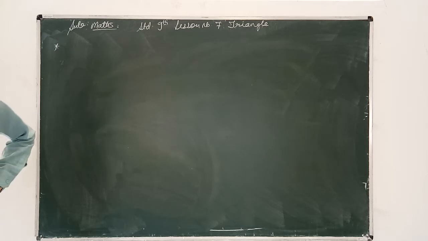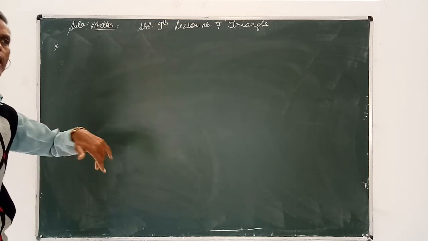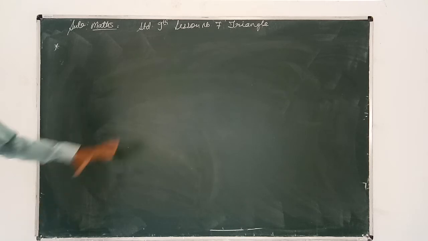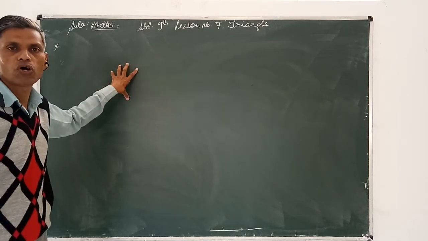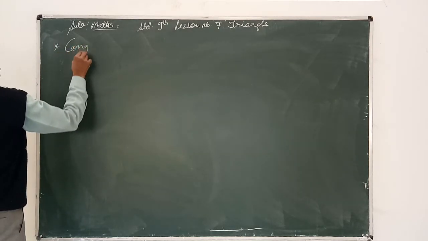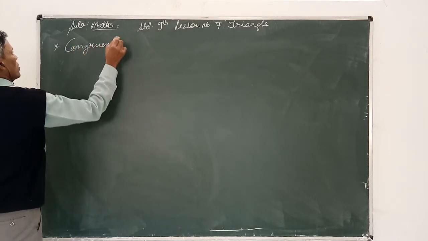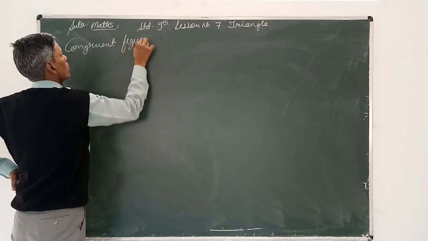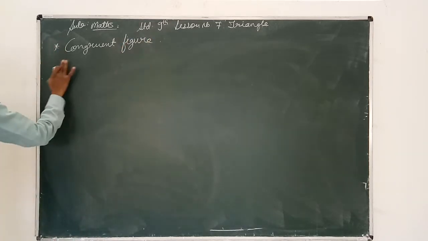Two circles having the same radius are called congruent circles. If two squares have equal length, both squares have equal sides, then those two squares are called congruent.